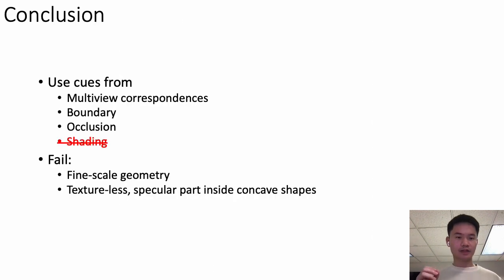Through analysis and experiments, my conclusion is that using emissive volume rendering models can only use cues from multi-view correspondences, boundary cues, and occlusion cues. It definitely cannot use shading cues. So it fails for fine-scale geometries, and it also fails for textureless or specular parts inside concave shapes.